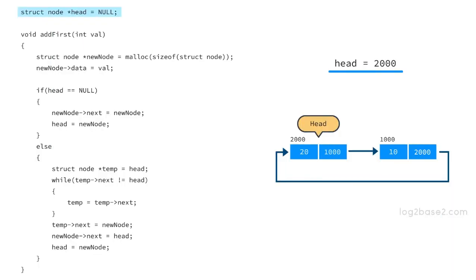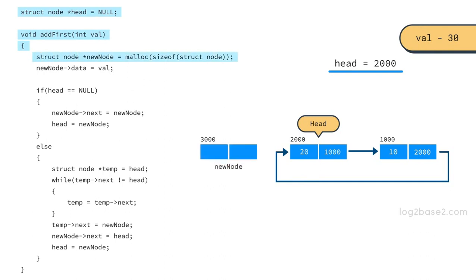Now let us insert another node with value 30. First create the node using malloc. The node is created at address 3000 like this. Now add the value 30 at the data part. Now check if the circular linked list is empty, but it is not. So go to the else part and find the last node by traversing the list.